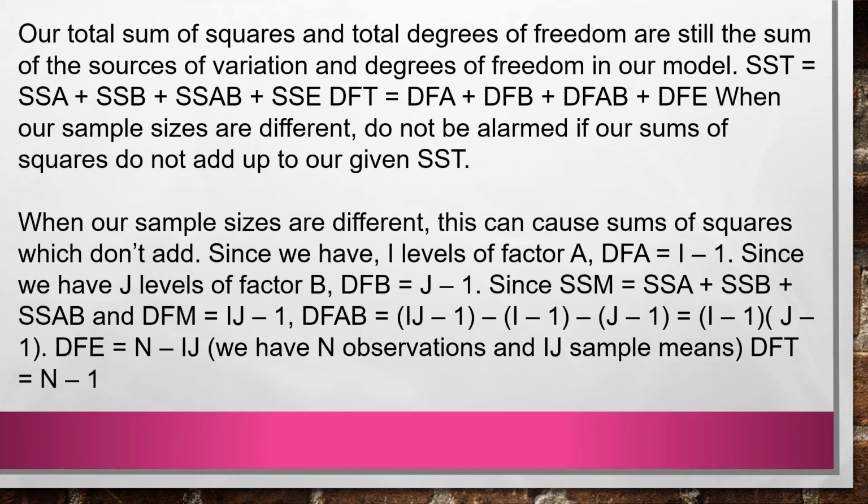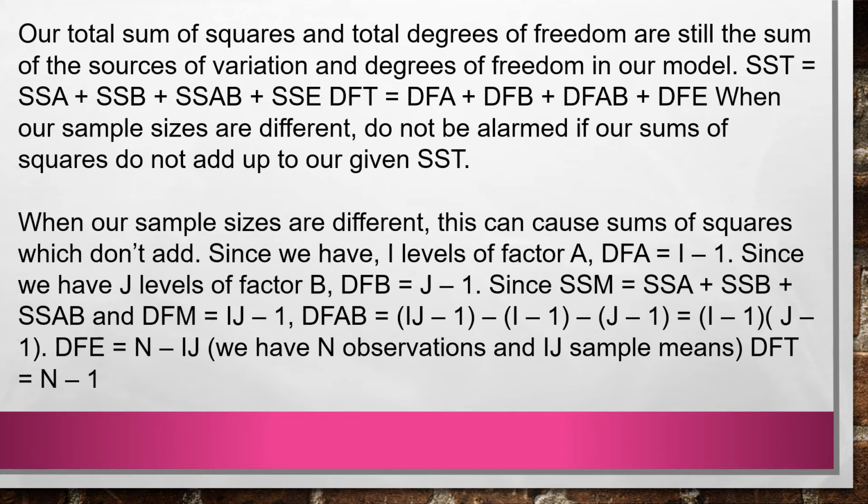Since we have J levels of factor B, DFB is equal to J minus 1. Since SSM is equal to SSA plus SSB plus SSAB, and DFM is equal to IJ minus 1, DFAB is equal to the quantity of IJ minus 1 minus the quantity of I minus 1, minus the quantity of J minus 1, which is equal to the quantity of I minus 1 times the quantity of J minus 1. So DFE is equal to N minus IJ.